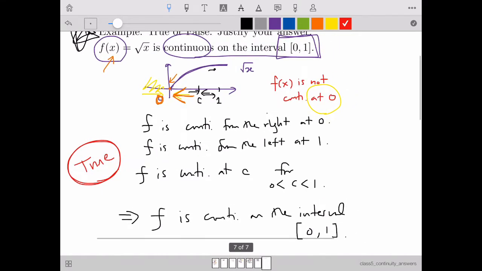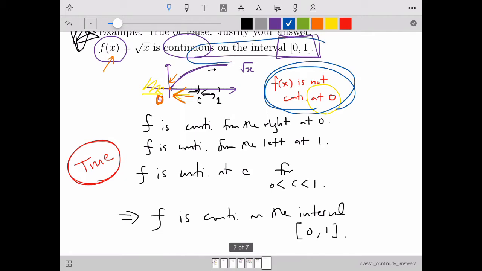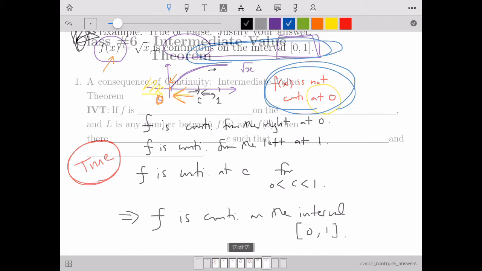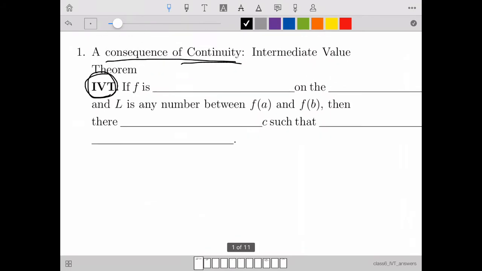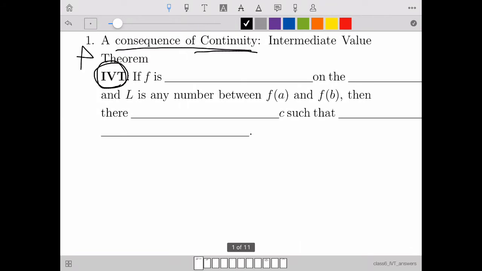So distinguish between f continuous at a point and f continuous on an interval. Class number 6, intermediate value theorem. We're going to abbreviate this as IVT, intermediate value theorem. It is one consequence of continuity. So what is the theorem? It is the following. You will have to memorize the name and the statement of the theorem.